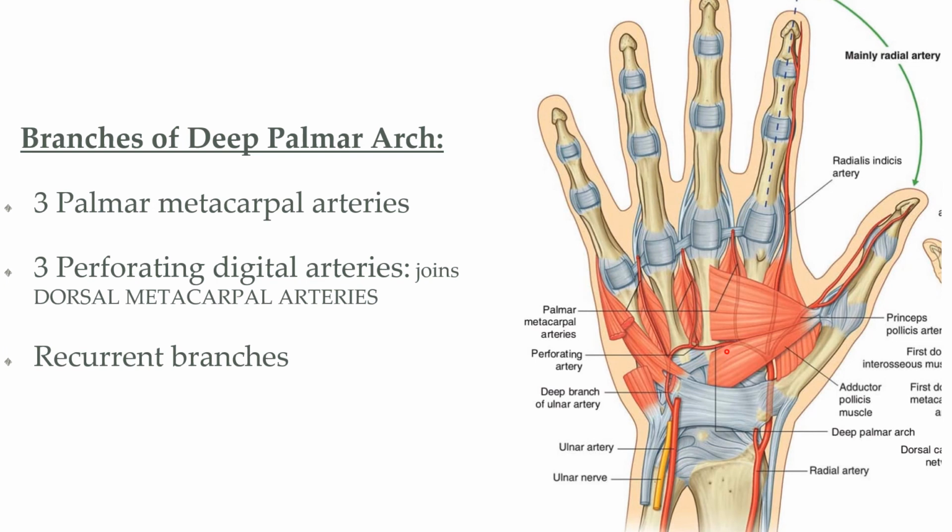These recurrent branches of the deep palmar arch ascend proximally from the deep palmar arch, anterior to the carpals, to supply the carpal bones and the intercarpal joints. These branches end by anastomosing with the palmar carpal arches.